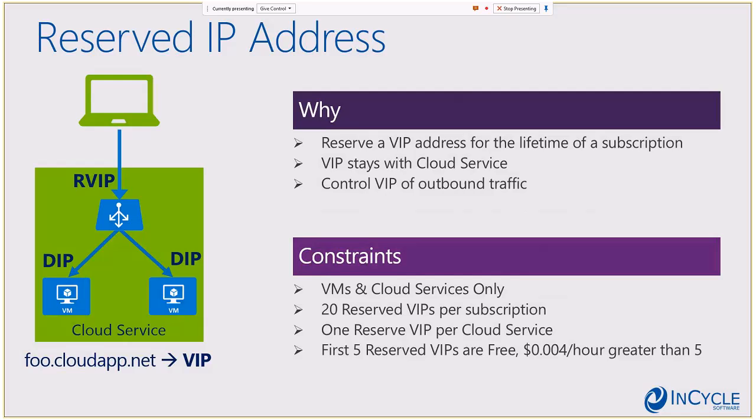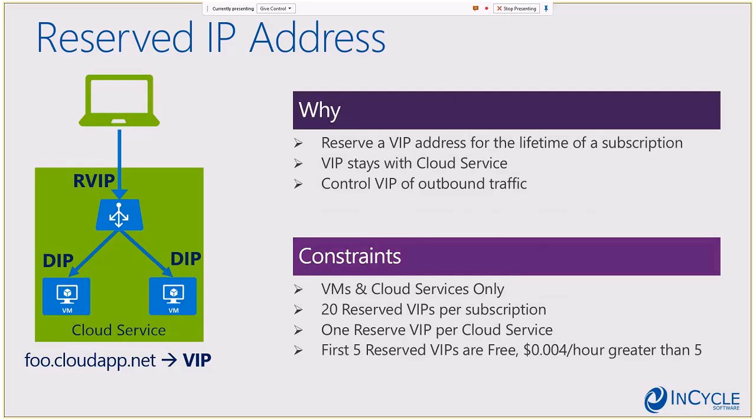So using RVIP, there are some constraints. It's for VMs and cloud services only. By default, there's only 20 reserved RVIPs per subscription that you can request. You can make special requests through Azure support to get more, but that's at current what the default rate is, 20 per subscription. You can only have one RVIP or reserved VIP per cloud service.